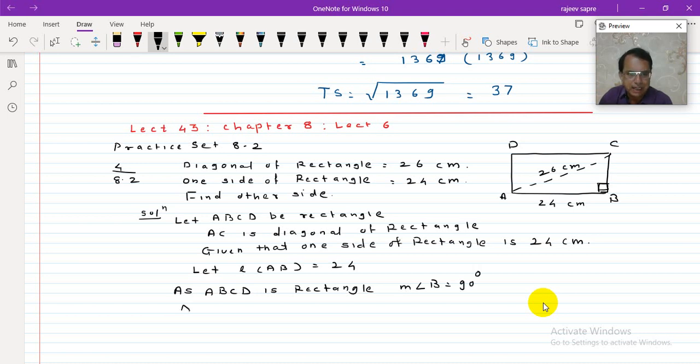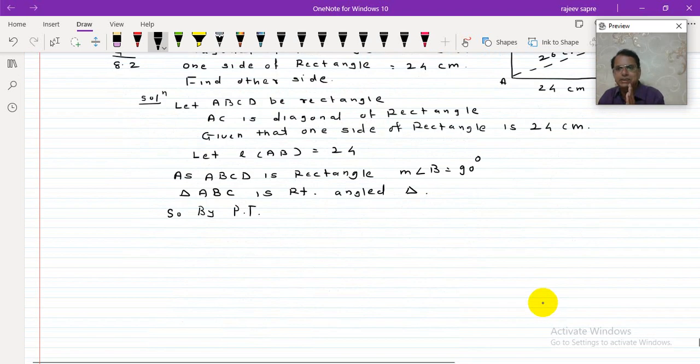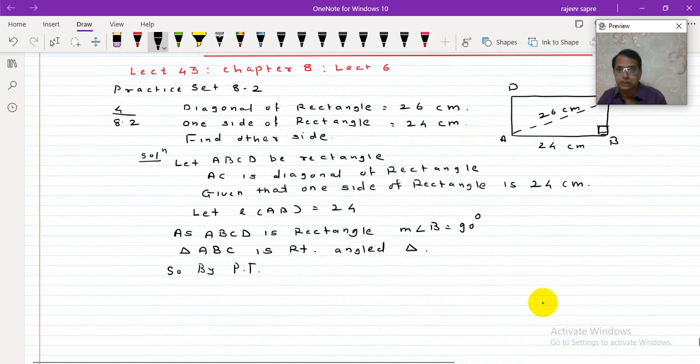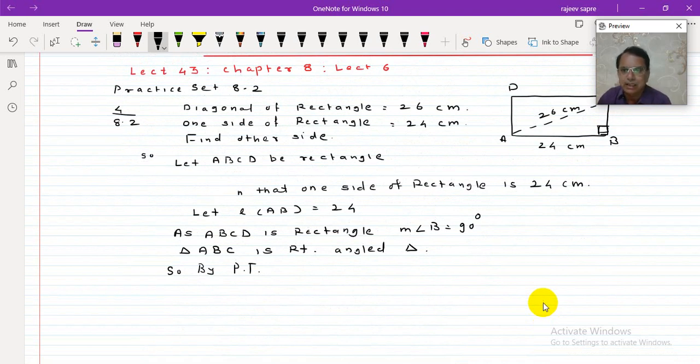And so triangle ABC is right angled triangle. Now, so by Pythagoras property, always keep this in mind. Whenever you have something where it is right angle, you can use the Pythagoras property. So by Pythagoras property, what happens? Now what is the diagonal of triangle ABC? AC, right? So by Pythagoras theorem, AC square is equal to AB square plus BC square.